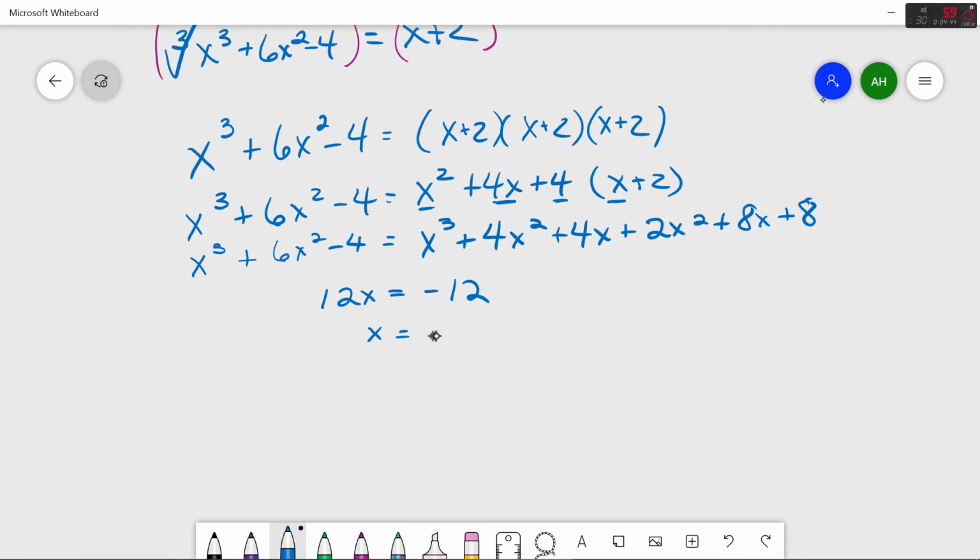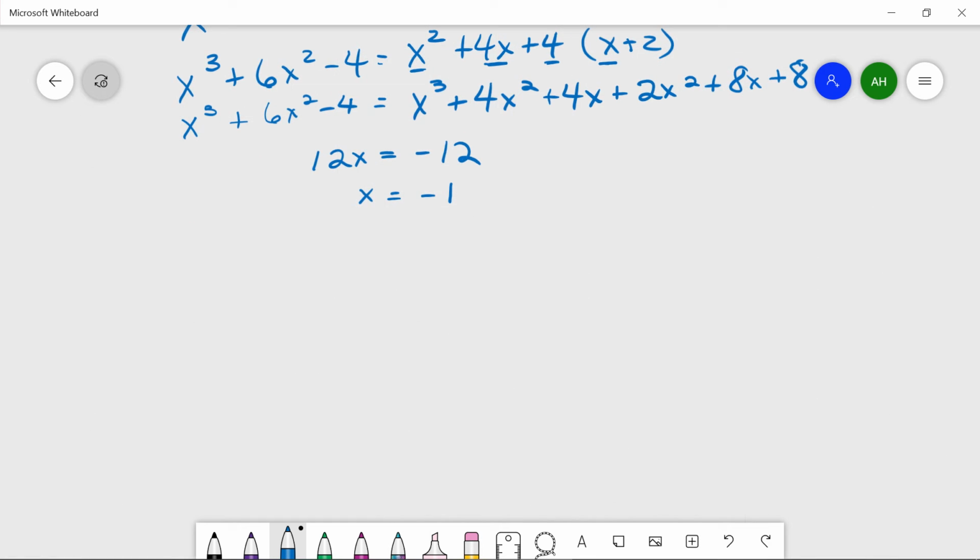So x equals negative 1. That's what you should have come to. And if you plug the negative 1 in there, you're going to find that it works.